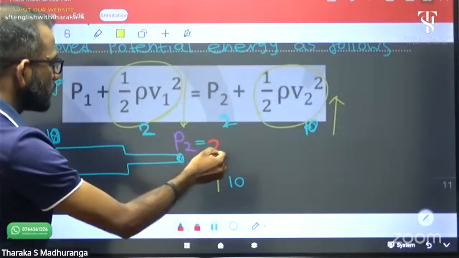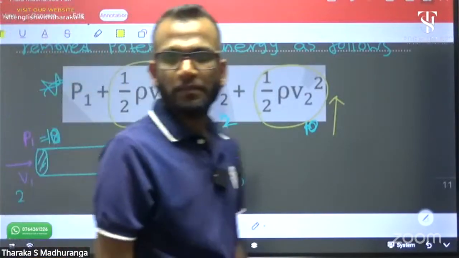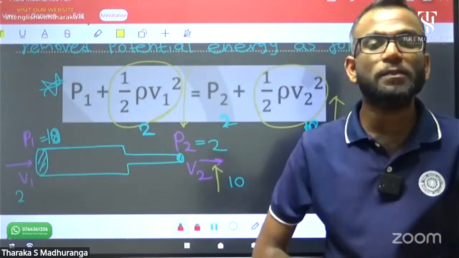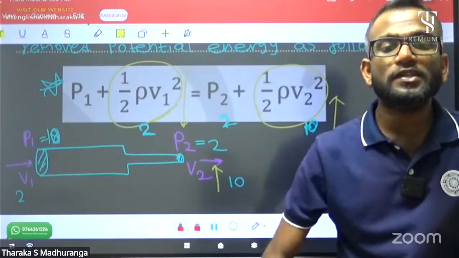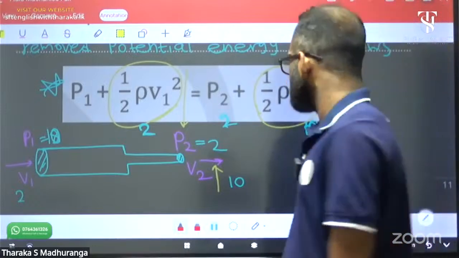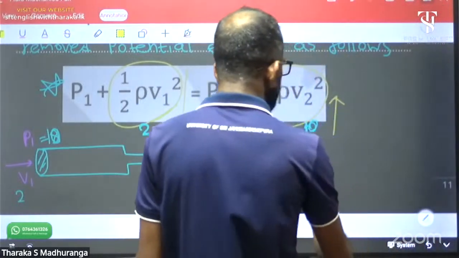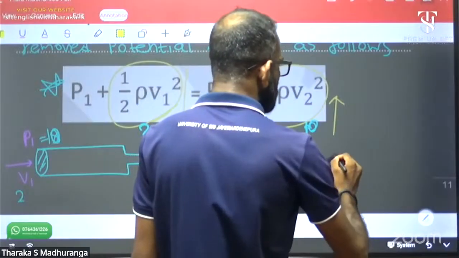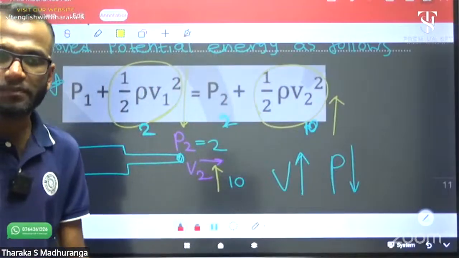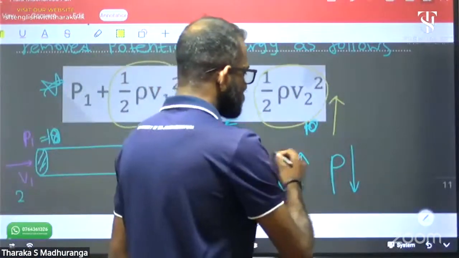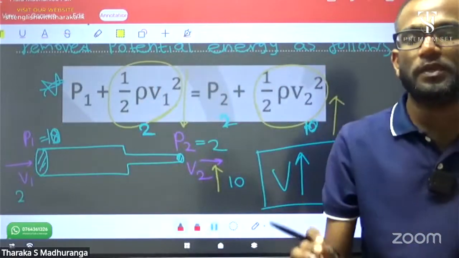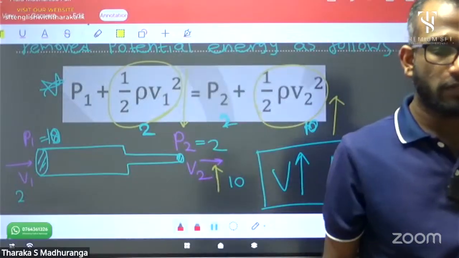Now you can see what happened when we increase the velocity of any fluid. What happened to the pressure at this point? Pressure is comparatively very low. If the speed is greater, it is inversely proportional. At high speed points, what happened to the pressure? It is converted to a low pressure point, right? Understood? A high speed point is a low pressure point.